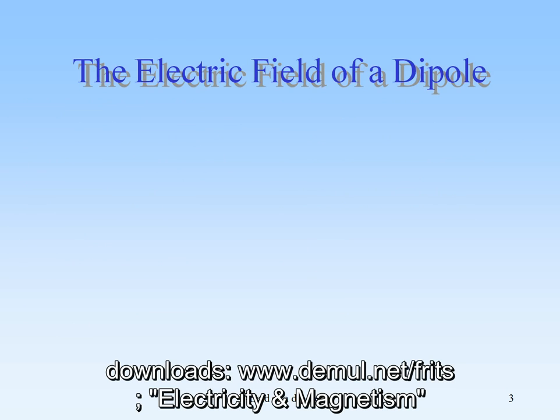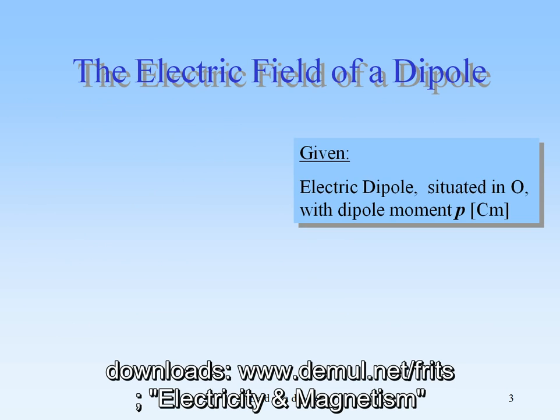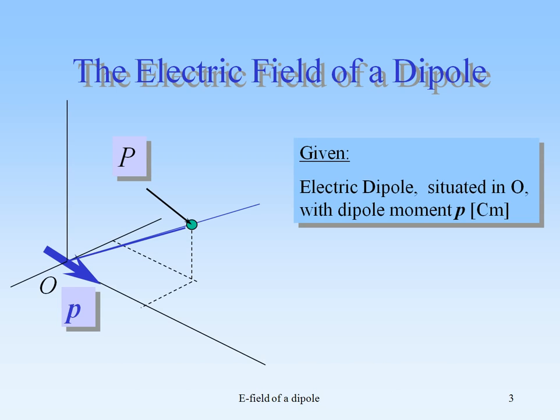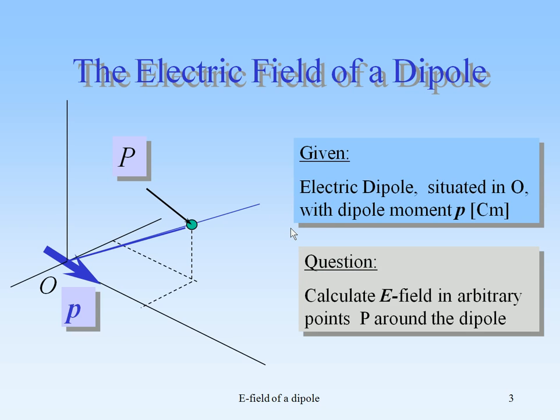The electric field of a dipole. Given is an electric dipole situated in O with the dipole moment P. Dipole moment P means we have a plus charge and a minus charge separated with a certain distance. And the question is, calculate the E field in arbitrary points P around the dipole.